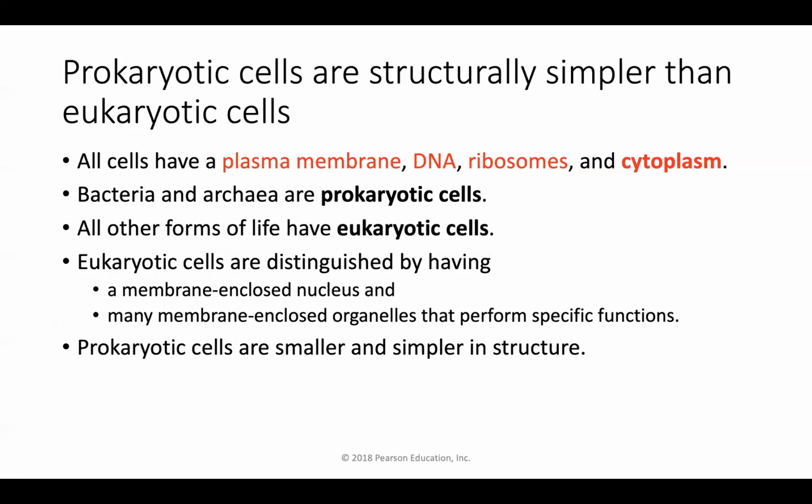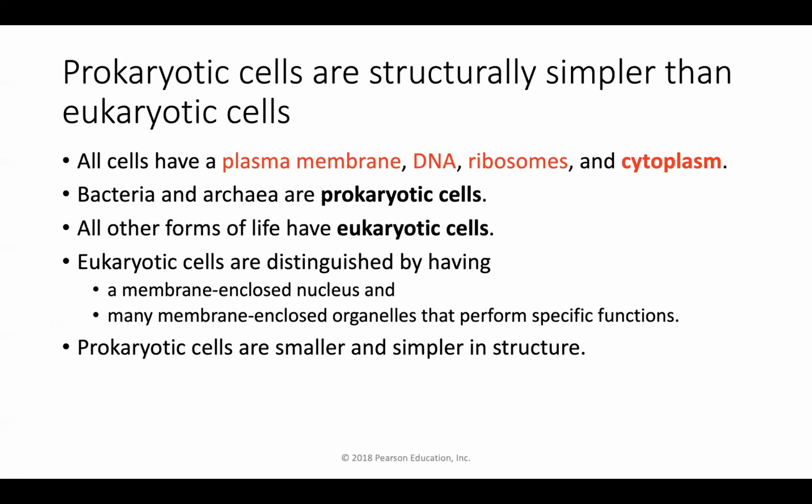So when we're comparing and contrasting these two cell types, all cells are going to have the plasma membrane, right? All cells are going to have DNA, its genetic material. All cells are going to have ribosomes present, which is the site of protein synthesis. And all cells are going to have the cytoplasm, which is the internal environment of the cell. So when we're talking about prokaryotic cells, we're mostly talking about bacteria and archaea. So all of the other life forms that are not bacteria, that are not archaea, are going to be considered eukaryotic cells.